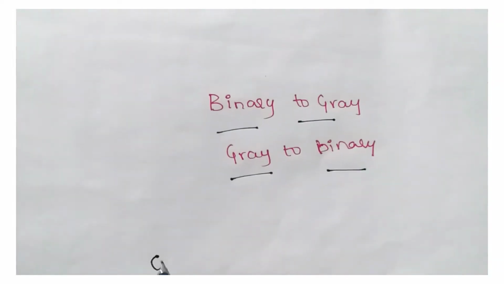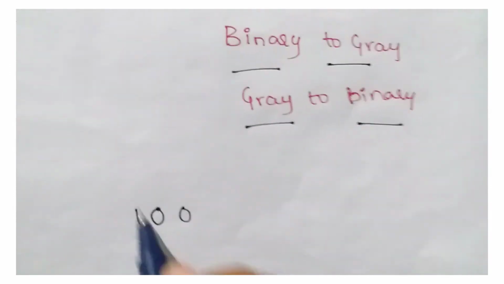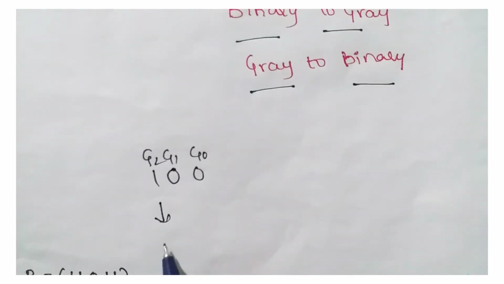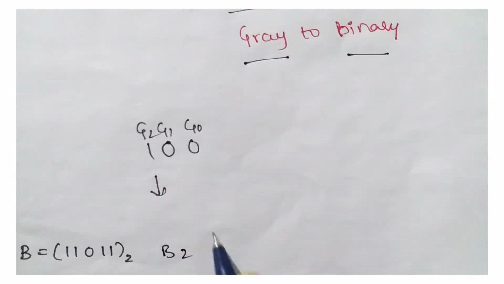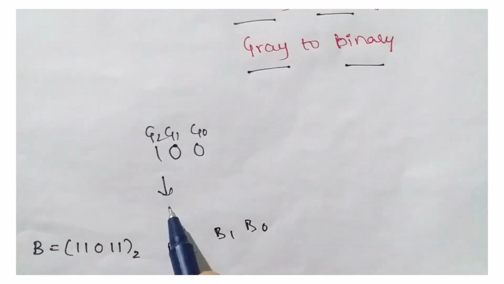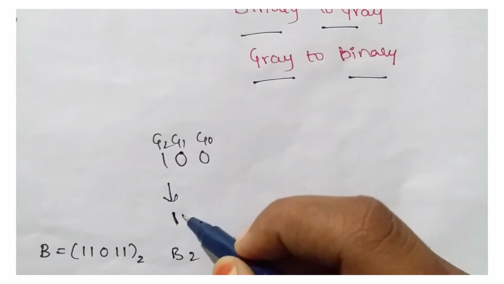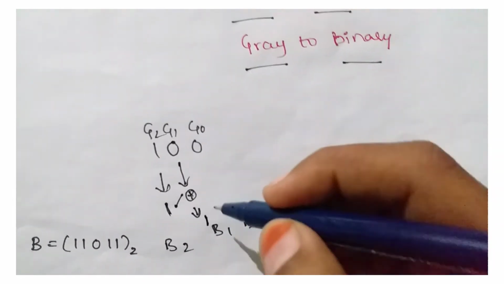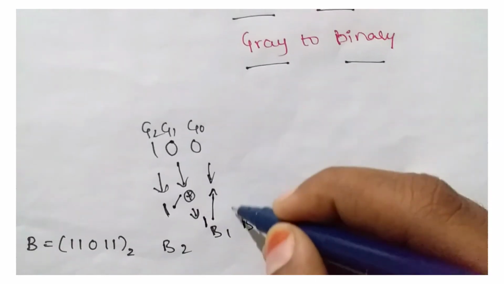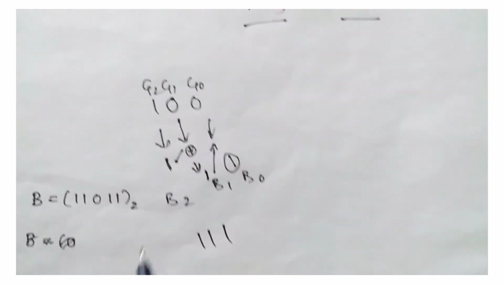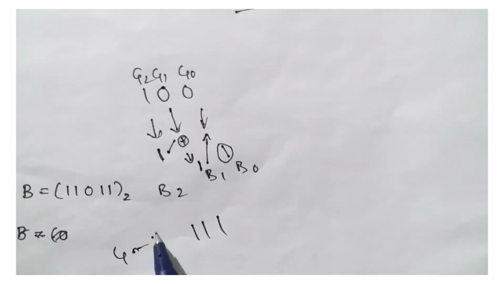In the same way, let us take one example. Same example we will see: 0 1 0. This is z0, z1, z2. While converting this into binary b2, b1, b0, we take this directly as the binary value, and add these two values. We get the result as 1, and adding these two values we get the result as 1. This is the binary value while converting from gray to binary.